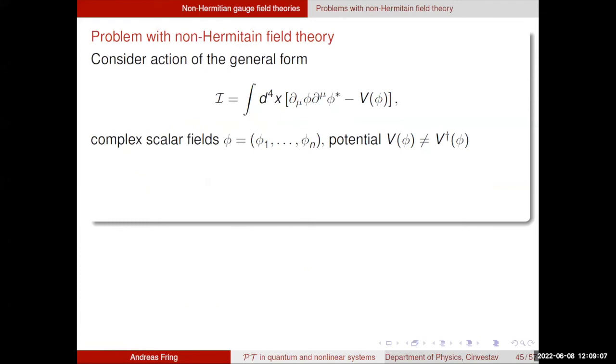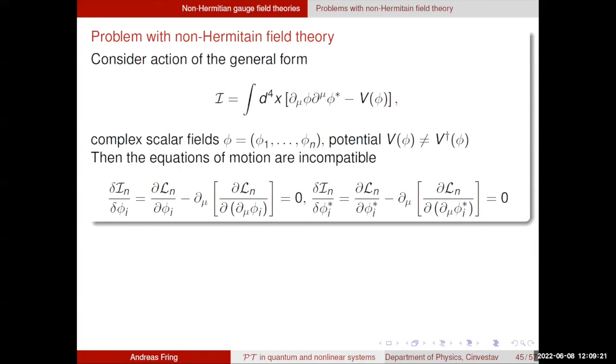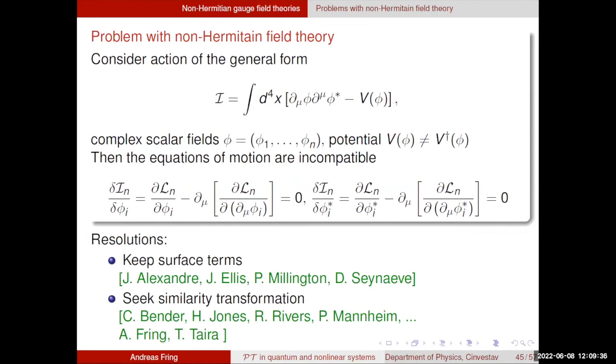Yeah. Meaning, we are looking at sort of actions of this type, where now these fields are complex. But there's a problem with complex systems. They are actually incompatible, because we can have two different scenarios now when we vary these actions. Namely, we can vary with respect to the real fields and the complex fields. And that gives different answers. And one way out is to keep surface terms, meaning your integrals or your fields are not assumed to vanish at infinity, and you keep them.